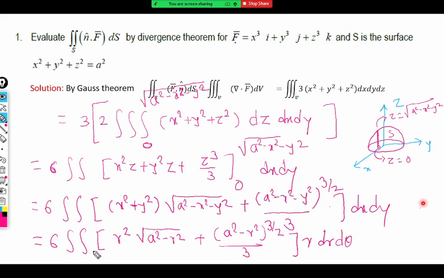The limit of r is 0 to a, and theta is 0 to 2 pi. Correct. Now this is the only integral that is left. We should evaluate it, and to do this integration, there are multiple ways now.